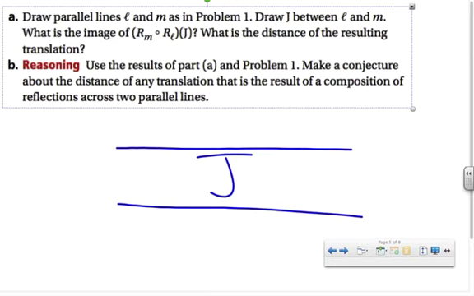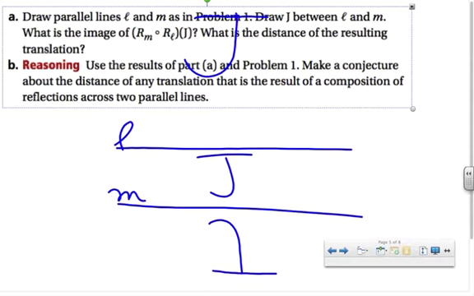between the parallel lines. So in part A, it's saying draw parallel lines L and M, just like I had parallel lines in problem 1, and then draw a J between them. If I take that J and reflect it over M, so it'd be kind of here, and then I take that reflection and flip that over line L, it would be right about here.